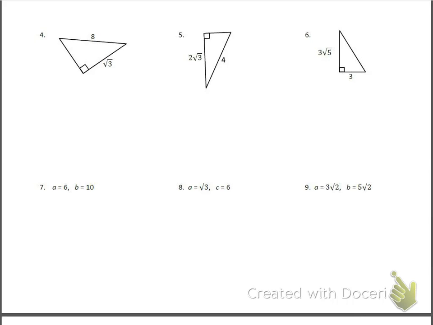So let's look at number 4. I have a leg, root 3, and then 8. Is that the hypotenuse or a leg? Okay, so how we're going to plug this into the Pythagorean theorem. Root 3, put it in parentheses. So the square root of 3 squared plus b squared equals 8 squared.